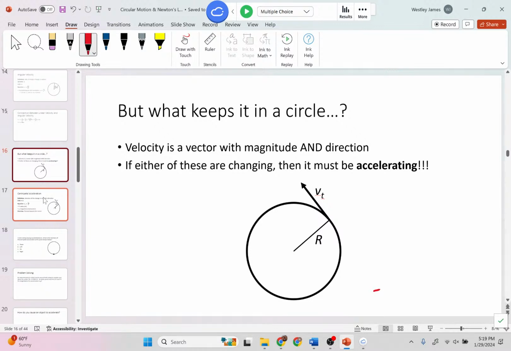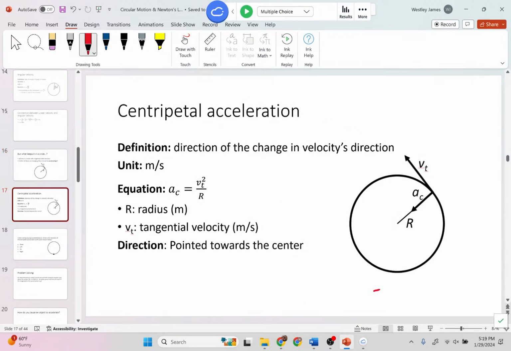Easy example, well, again, if I draw on this, it's going to be very angry. On the right side, it's going up. On the top, it's going left. I went from having only y component to only having x component. And then it rotates, and it ended up having only y component again. So we call this the centripetal acceleration. The equation for it is v_t squared over r.